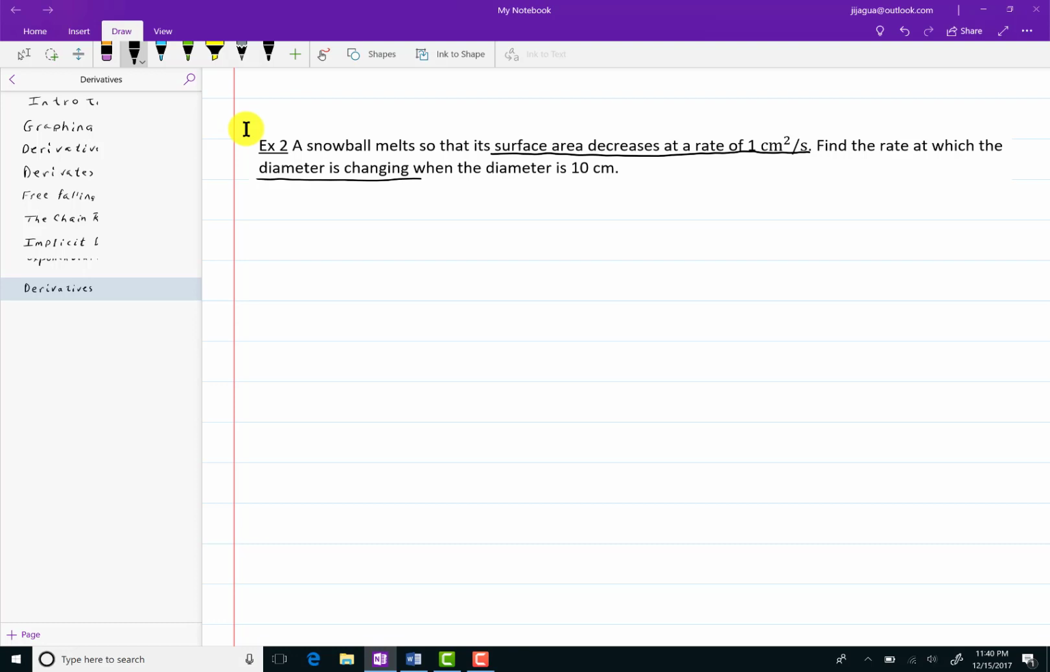So let's go ahead and do that. Let me put down the formula for the surface area of a sphere. It's 4 pi times r squared. That's the surface area of a sphere. And I don't need to tell you what r is. You know that that's the radius.